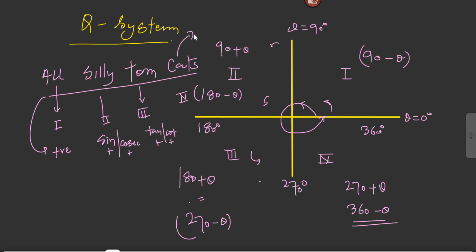In fourth quadrant, we have C. C means cos. Reciprocal of cos is secant. So cos and secant are positive. Rest of the trigonometric ratios are negative. Rest means the other four trigonometric ratios are negative.